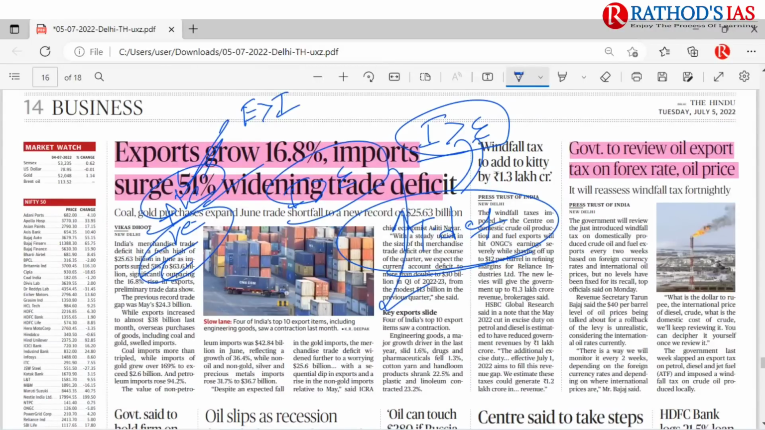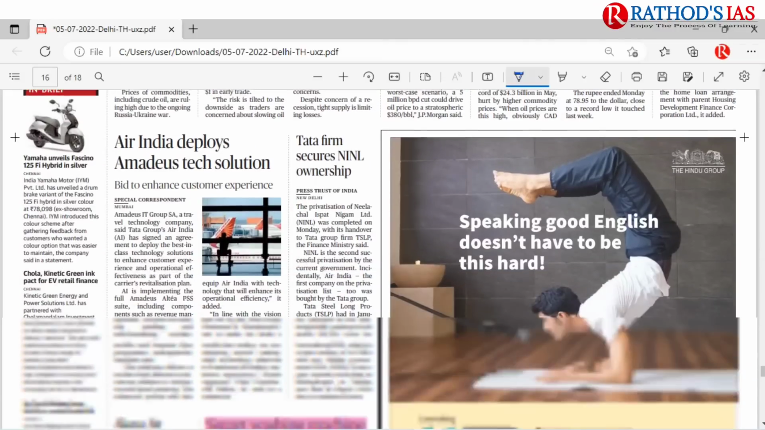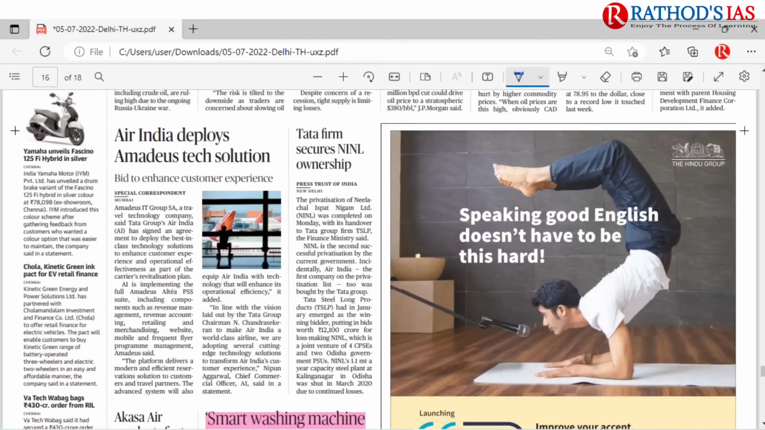Next one here is government to review oil export tax on forex rate and oil prices. So this topic is also important. And these are some important articles that appeared in today's Hindu newspaper.